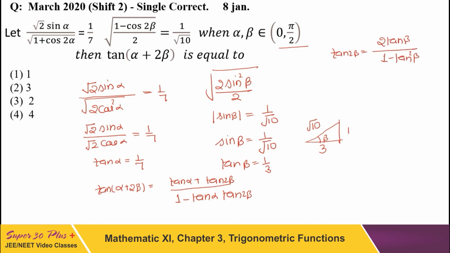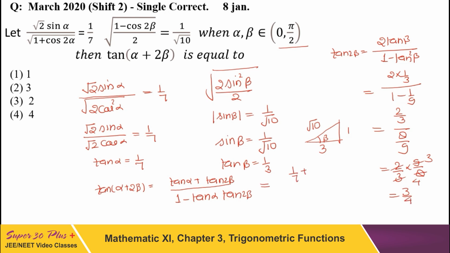We have to put the value of tan beta here. It is 2 into 1 by 3, upon 1 minus 1 by 9. 2 by 3 upon 8 by 9. It is 2 by 3 into 9 by 8. Simplify it, it is 3 by 4. The value of tan 2 beta is 3 by 4 and tan alpha is 1 by 7.